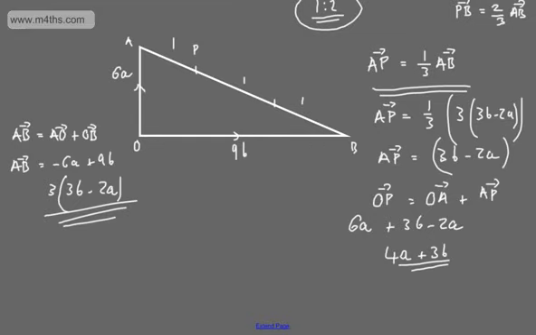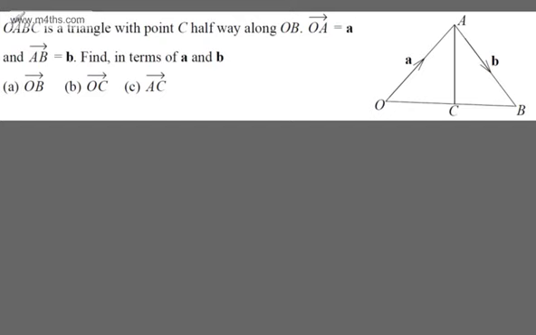Right, let's do another one. We're told OABC is a triangle with point C halfway along OB. So there it is. That looks a bit wonky, but I'm assuming it's just a printing error. Okay, so the vector OA is A. That's fine. And the vector AB is B. We need to find, in terms of A and B, O to B.